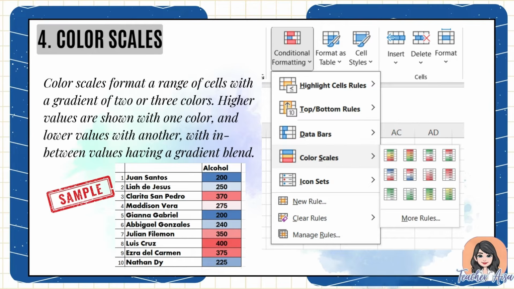Color scales. Color scales format a range of cells with a gradient of 2 or 3 colors. Higher values are shown with one color, and lower values with another, with in-between values having a gradient blend.